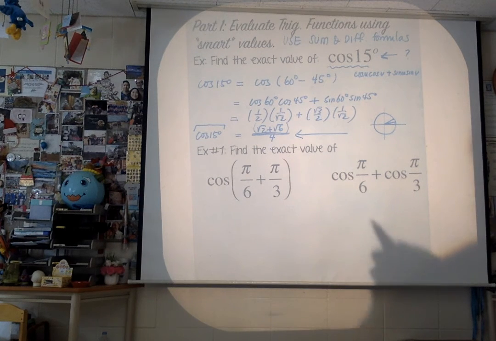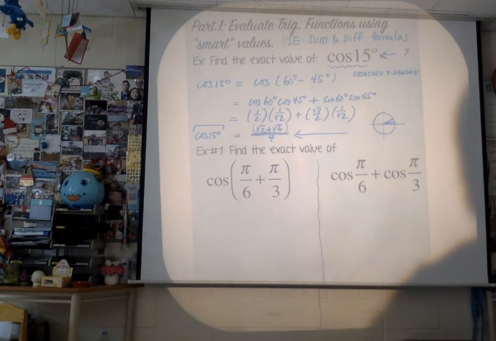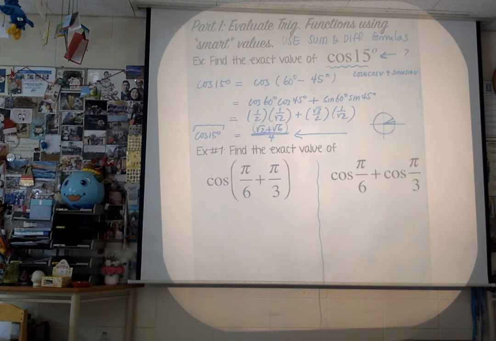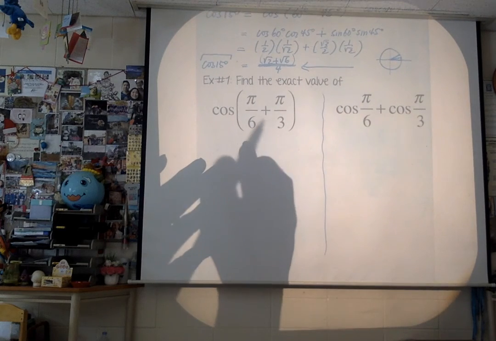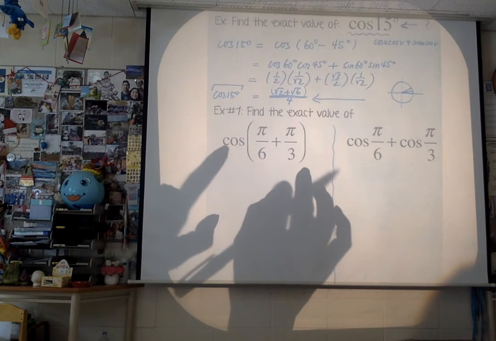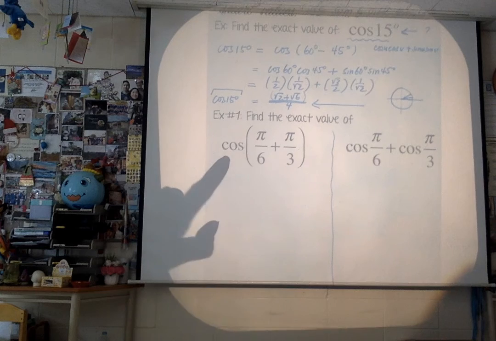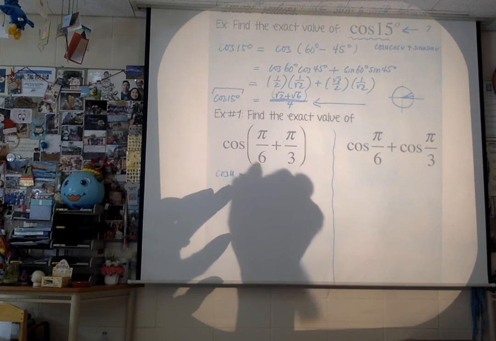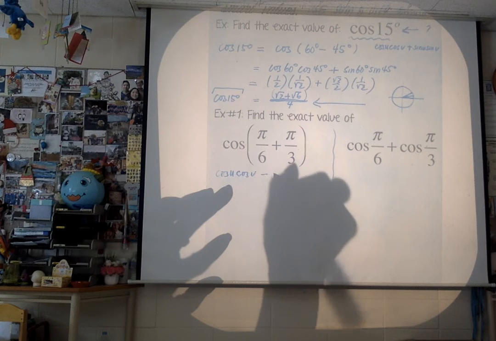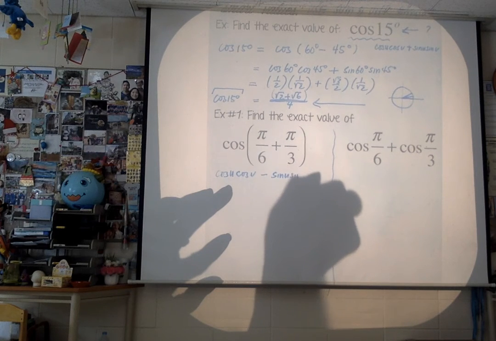Find the exact value of these two. Okay? If you think you got the gist of it, stop the video and just check for my solutions, okay? Looks like they're all cosine, huh? So this is pi over 6 plus pi over 3. So it looks like we're going to be using the sum formula for cos. So I like to write that again. Cos of u cos of v minus sine of u sine of v.